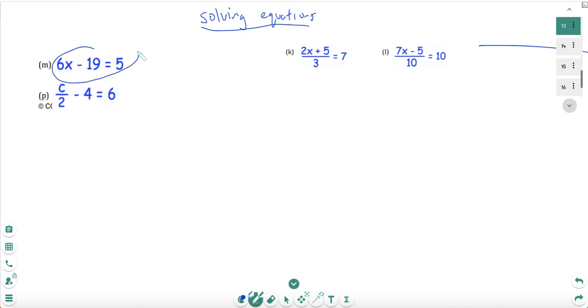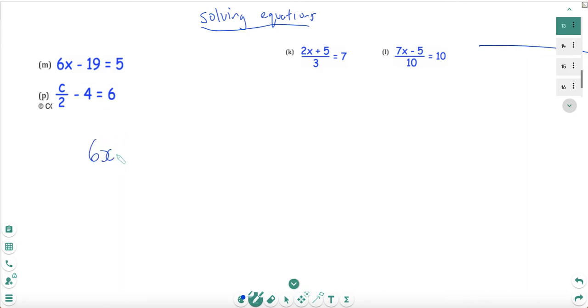6x minus 19 equals 5. What does this mean? Well, it means there's a number which is x. It's being multiplied by 6, then minus 19 to make 5. And we have to find out what this number is. What is x? There's a bunch of ways to do it. I'm going to show you using the algebraic way, okay?